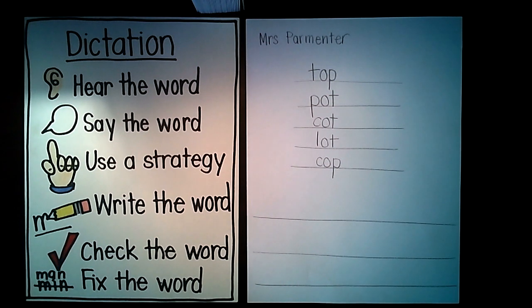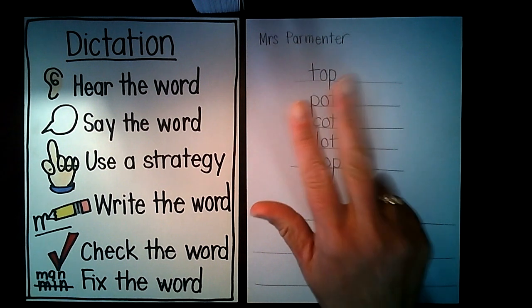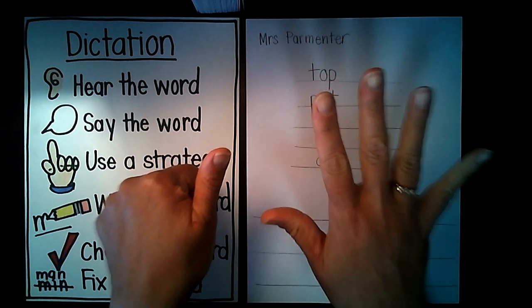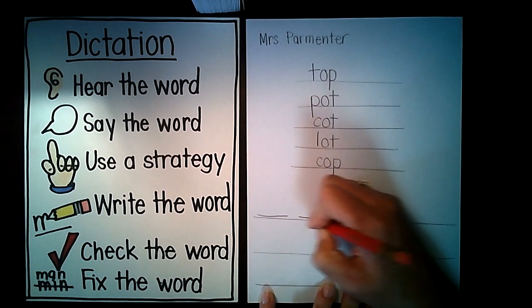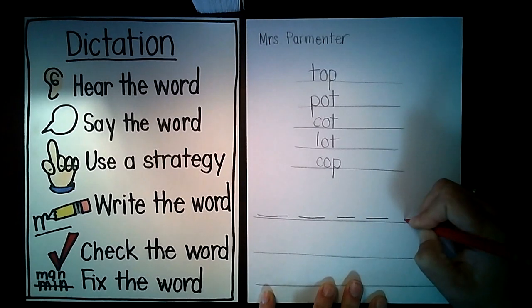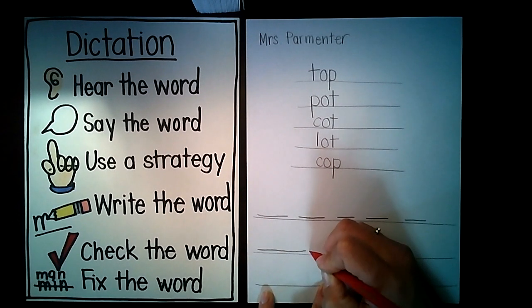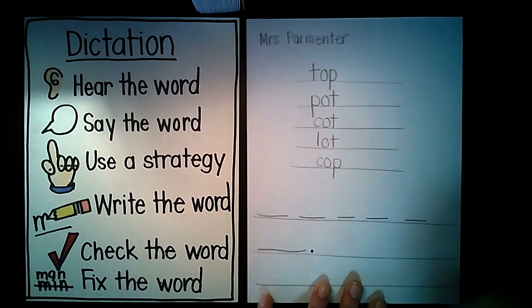Now we're going to use some high frequency words and a few of these words that we just wrote to make a sentence. Our sentence today is, the cop is up on top. Say that with me now. The cop is up on top. Let's count how many words are in our sentence. The cop is up on top. We have 6 words in our sentence today. Let's write a blank for each one. The cop is up on top. That's a telling sentence, so add a period at the end.